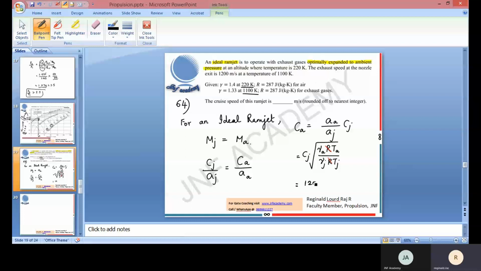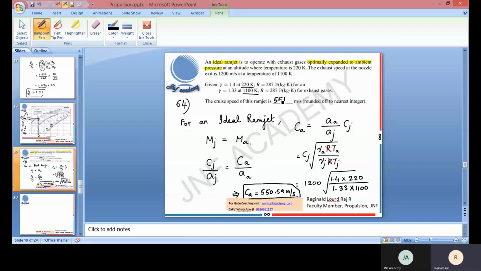Cj is 1200, square root of 1.4 into Ta, sorry, Ta is 220, over gamma_j, which is 1.33, into 1100. Do the calculations, you get Ca equals 550.59 meters per second, which can be rounded to the nearest integer, which is 551 meters per second. So the answer can be written as 551 meters per second.